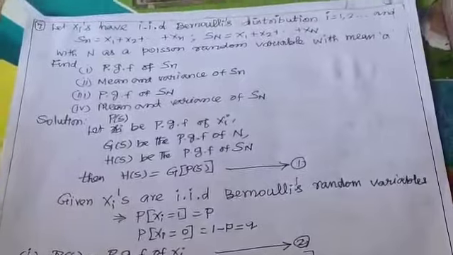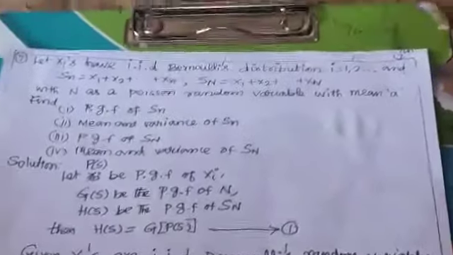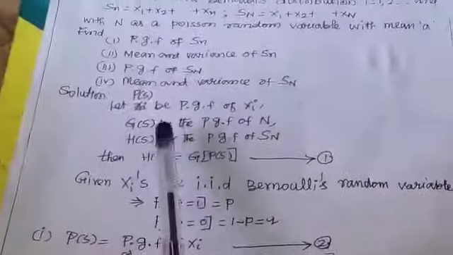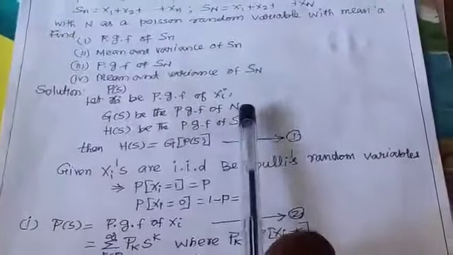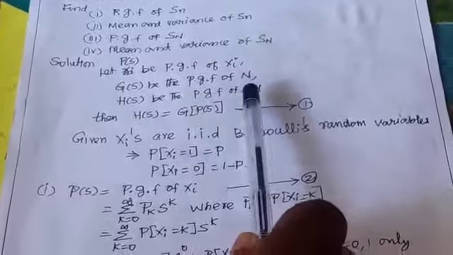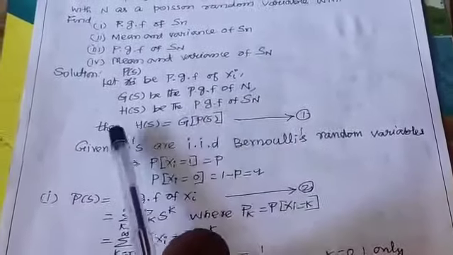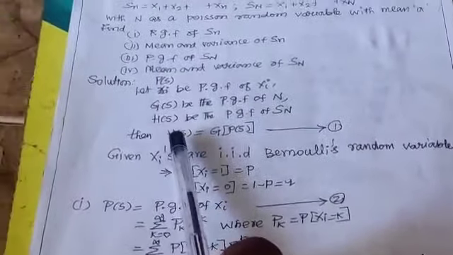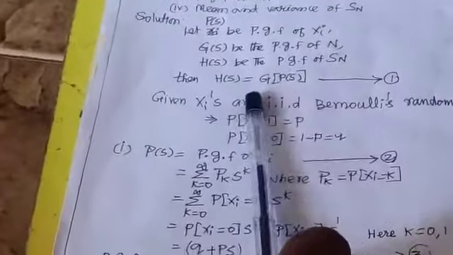So this one is also an application of the probability generating function of Sn. Let P of s be the probability generating function of Xi, G of s be the probability generating function of N, and H of s be the probability generating function of S capital N. Then by the theorem, H of s equal to G of P of s.